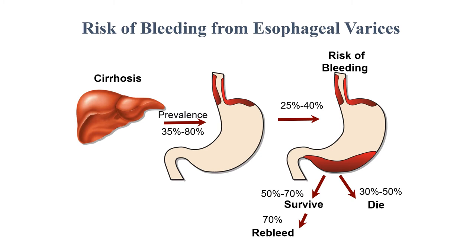The prevalence of these shunts to be open is 35 to 80%, while in 25 to 40% of the cases they do bleed, and when they bleed, 30 to 50% of the people die. 50 to 70% of the patients do survive, but among these, 70% of the patients re-bleed, even after we have done a therapeutic procedure, which is endoscopic band ligation or injection sclerotherapy, whatever the case may be.